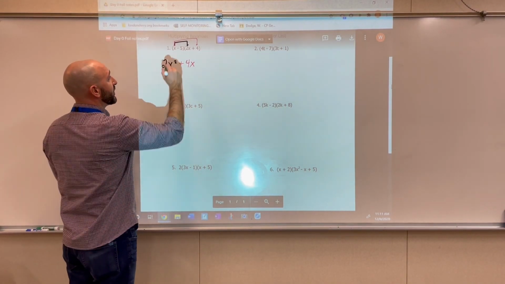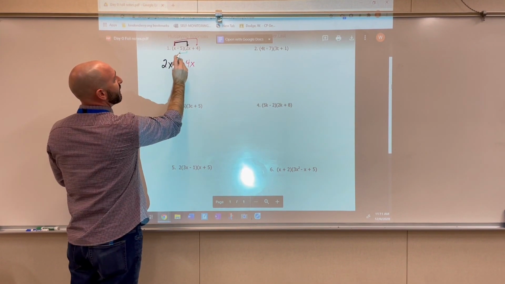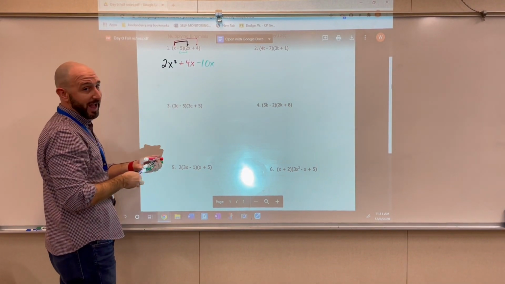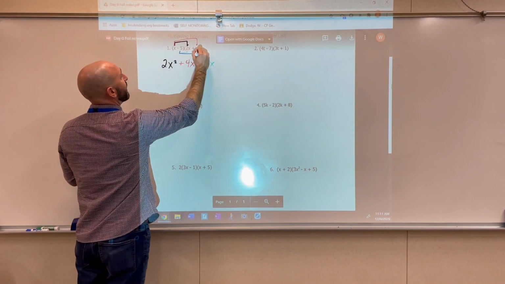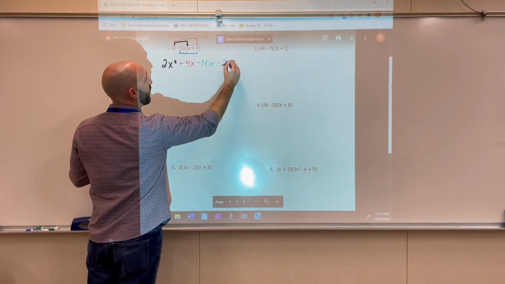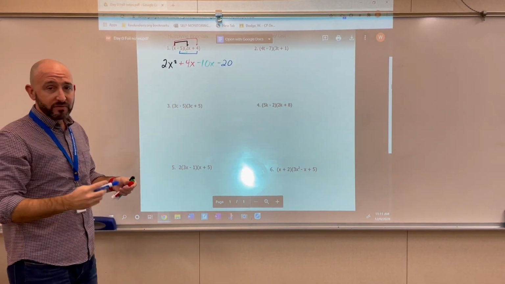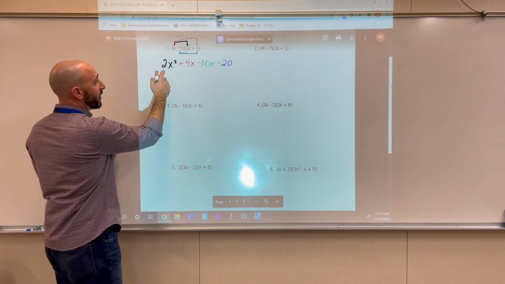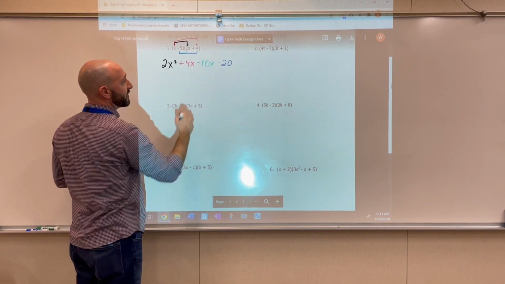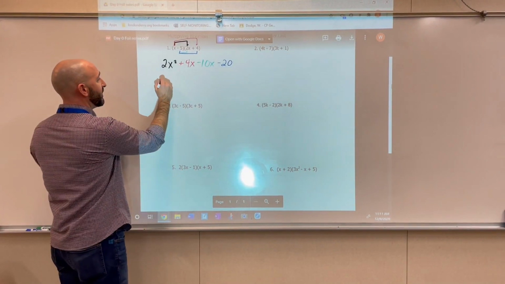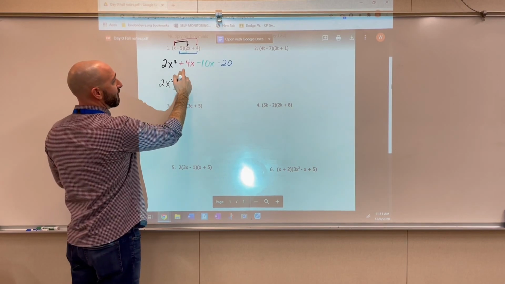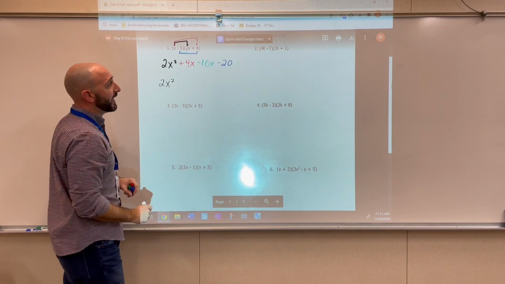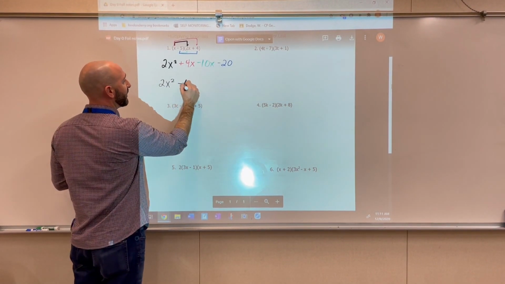Multiply the inner terms together. So negative 5 times 2x is negative 10x. And then multiply the last terms together. So negative 5 times 4, which would be negative 20. And then once you've done that, all you have to do to complete this is to combine your like terms. So 2x squared, there are no other terms that contain an x squared, so we're just going to leave that alone. We have 4x, and there is another term that contains an x, so 4x plus negative 10x, or 4x minus 10x, is negative 6x.